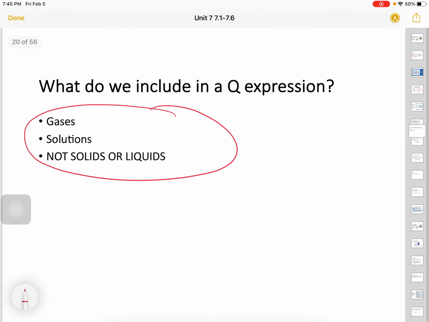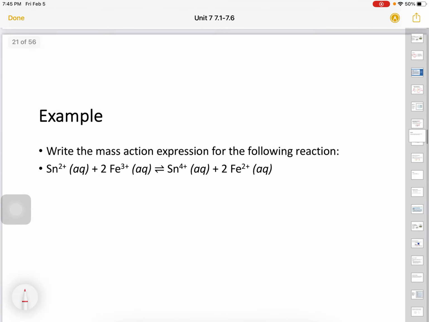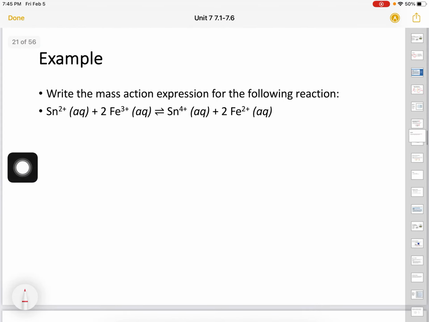So again, what do we include? We include any gases in the reaction. We include any solutions or aqueous in the reaction. We do not include solids or liquids. Here is an example. Write the mass action expression for this following process. So the first thing I'm going to do is make note of the phases because I need to know whether to include it or not.